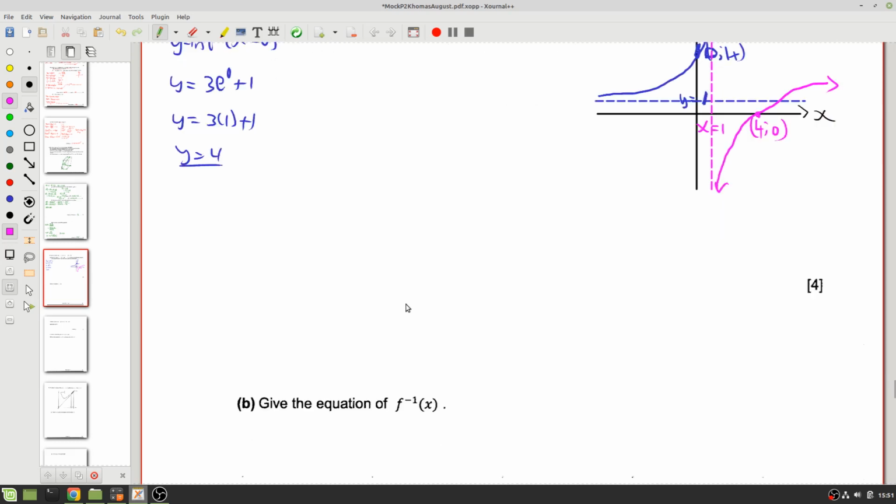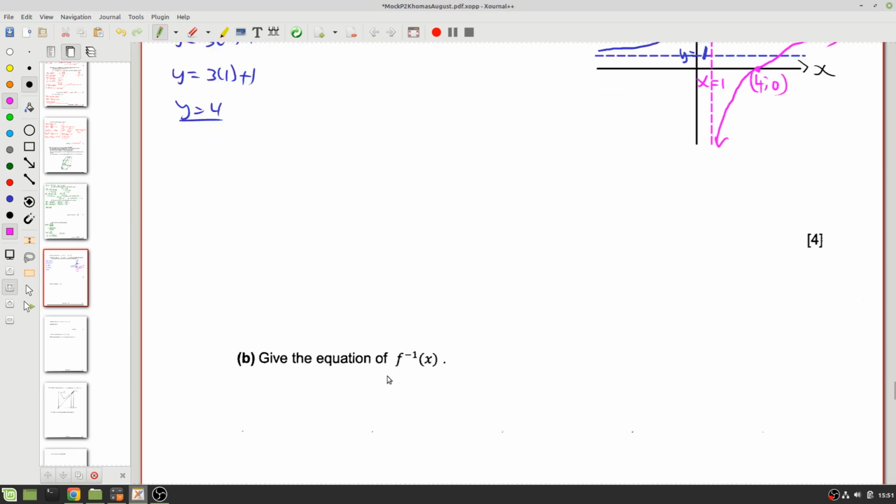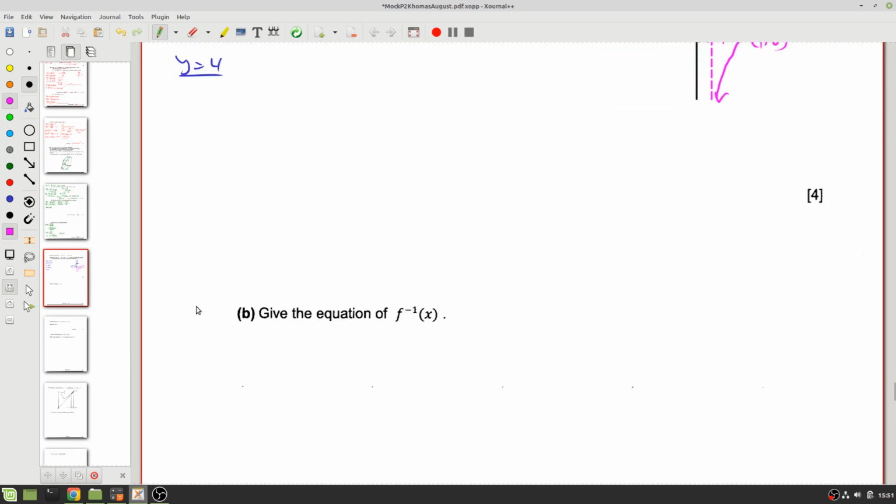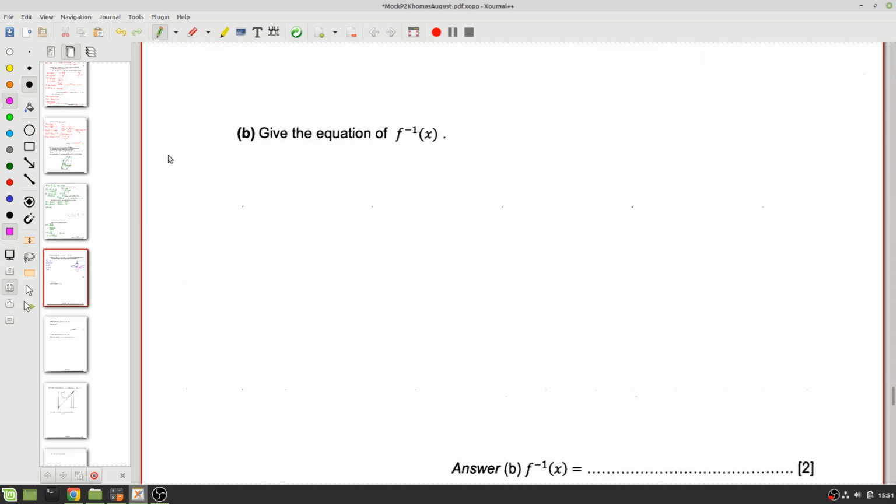Nicely done. Okay. Give the equation for the inverse. Now we do have to find the equation of the inverse. So let's just write down the original equation again. So f of x was 3e to the power x plus 1. So now to find an inverse, what do we do? Well, we swap x and y. So instead of y equals, we're going to have x equals, and then the x is going to turn into a y. Now from here, we need to get y by itself. So I'd suggest first minus 1 from both sides. That'll give us x minus 1 equals 3e to the power y. And then I'd probably divide by 3. So we get x minus 1 over 3 equals e to the power y.